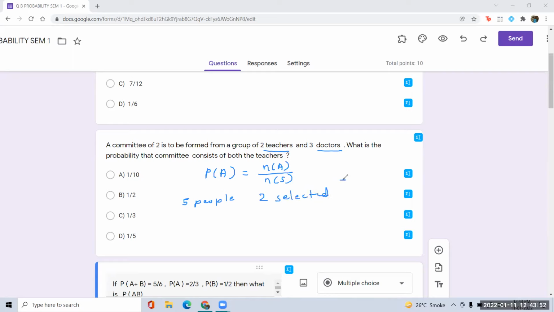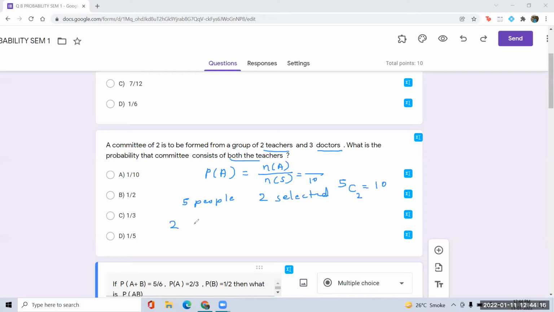So that can be done in 5C2 ways, and 5C2 comes out to be 10 by using the formula of NCR. This is going to be your denominator. Now in the numerator, you have the number of ways favorable to the event. The event is you want both the teachers.